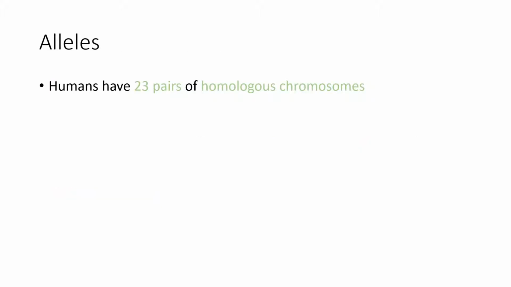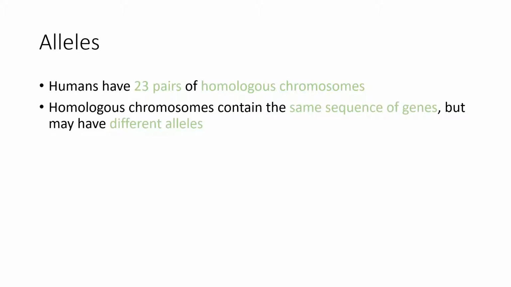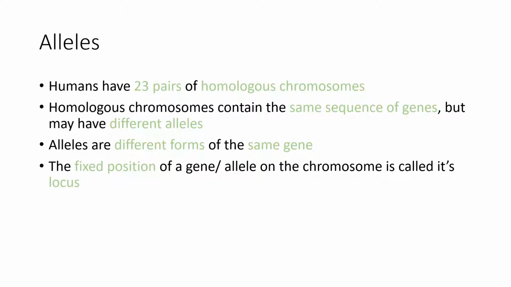Last but not least, alleles. As humans, we have 23 pairs of homologous chromosomes, which means chromosomes that are pretty much the same. Homologous chromosomes contain the same sequence of genes, but may have different alleles, and alleles are different forms of the same gene. The fixed position of a gene or an allele on the chromosome is called its locus.